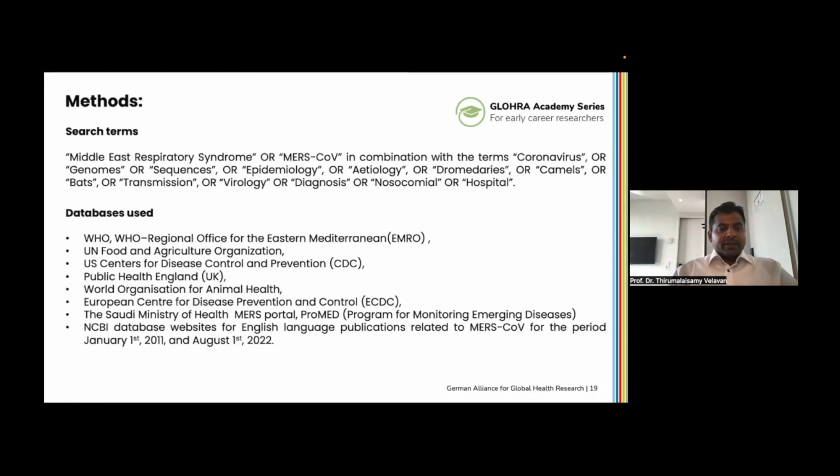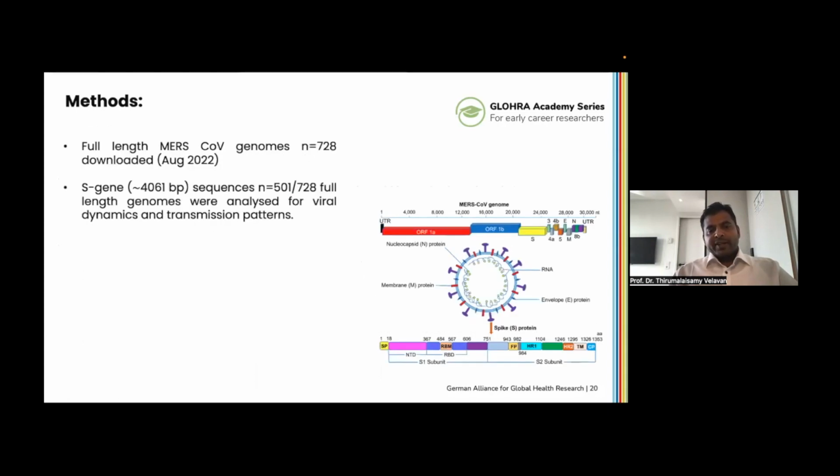So what we did was look at all the different search terms, use the different databases, and look for all the different sequences. So far, there were 728 genomic sequences deposited for MERS-CoV genomes. We extracted 4,061 bases of the S gene, which predominantly contains the receptor binding domain, which is known for different variations. And we looked at the viral dynamics and the transmission patterns.